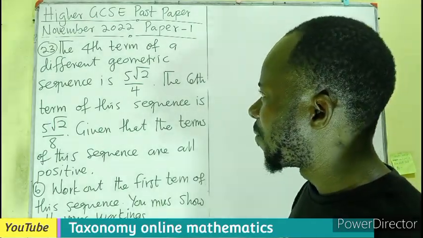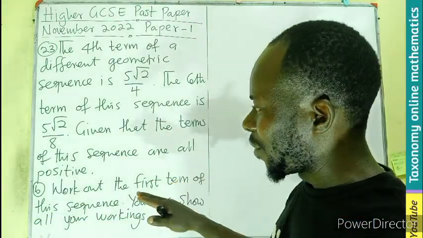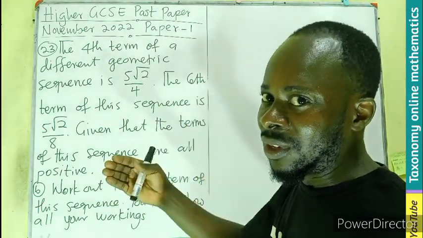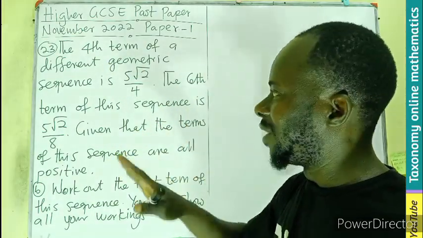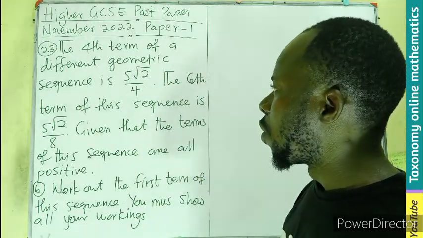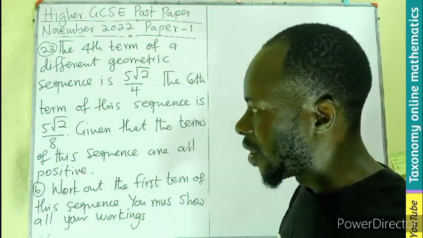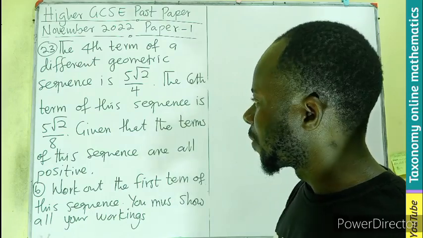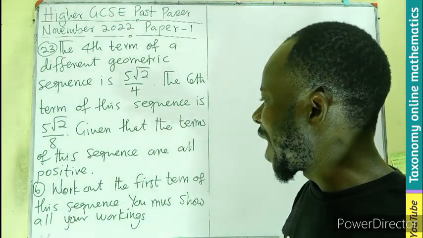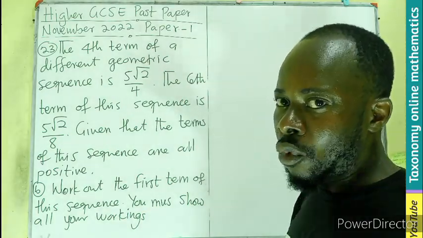The fourth term of a different geometric sequence. This is question 23B, different from question 23A, which was also made up of geometric sequences. The fourth term of this sequence is 5 root 2 on 4. The sixth term of this sequence is also 5 root 2 on 8. Given that the terms of this sequence are all positive, we have to work out the first term of this sequence. You must show all your workings.